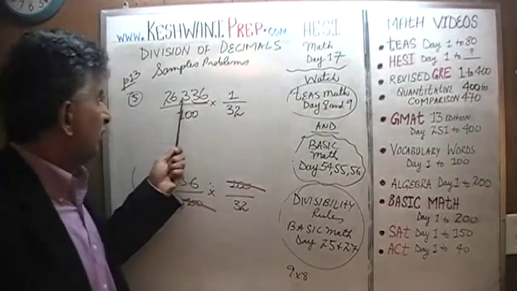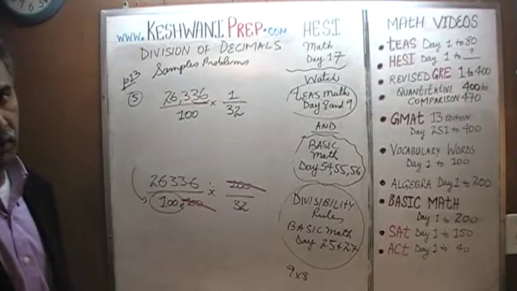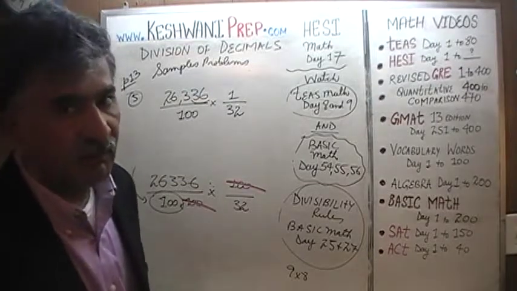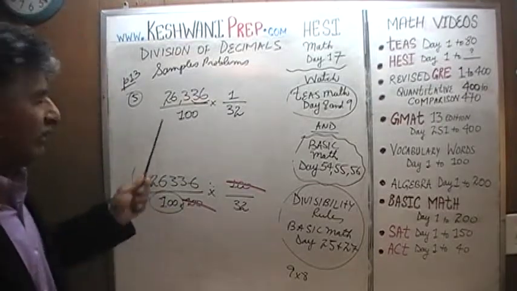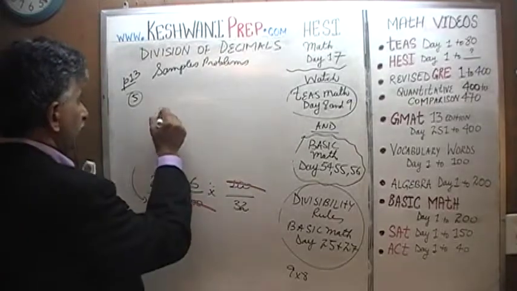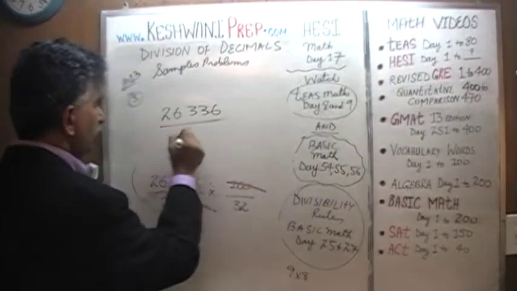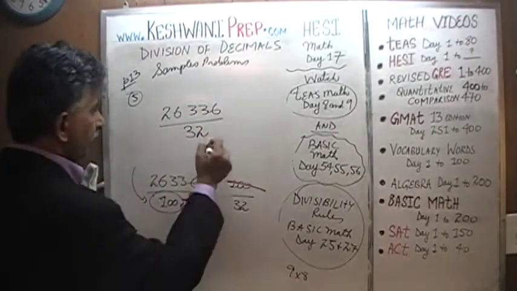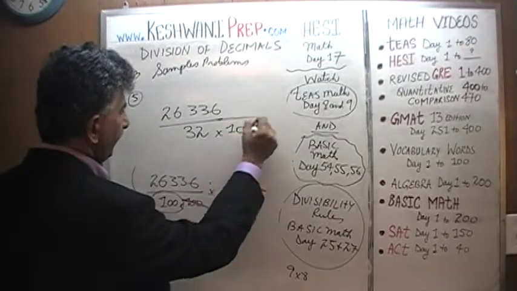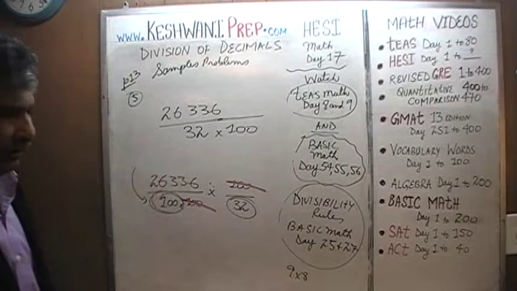We're going to start the process by dividing top and bottom by 2, and then 2 again, and then 2 again. It's going to take a lot of time. Instead, we can start dividing by 4. Let's divide by 4. I'm going to bring it down a little bit: 26,336 over 32 times 100. It's the same thing. What we're dealing with right now is 32.